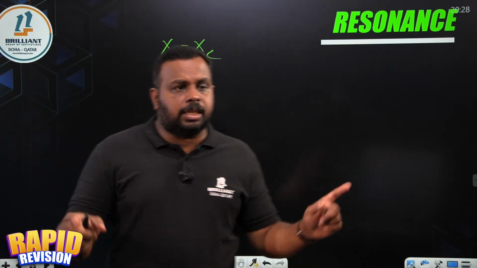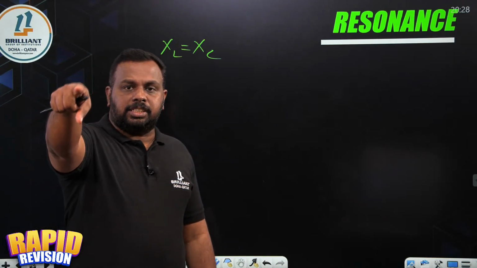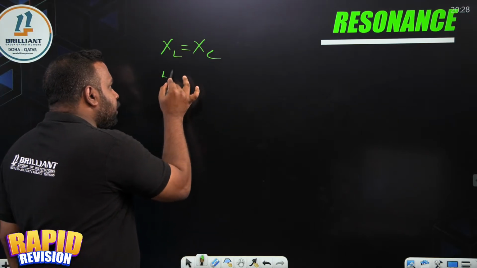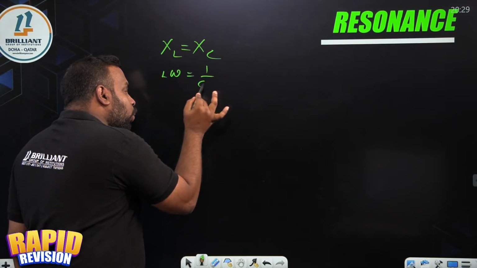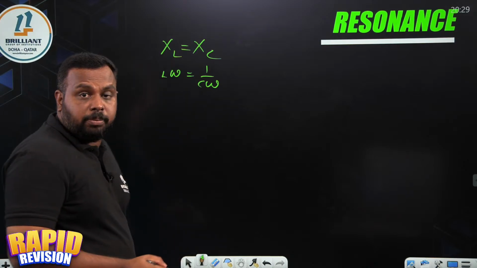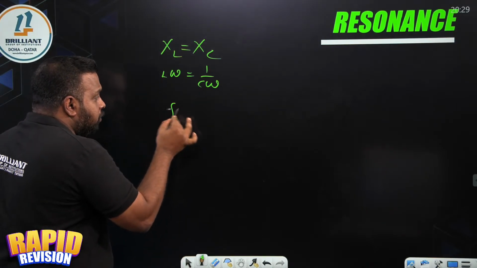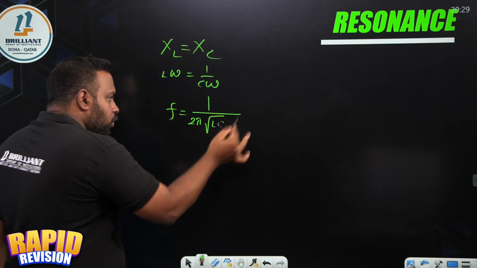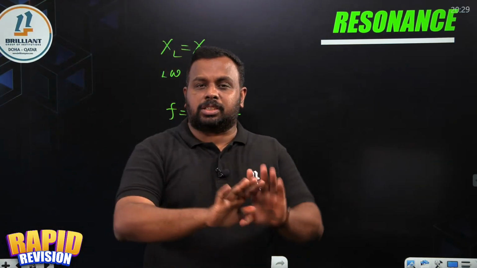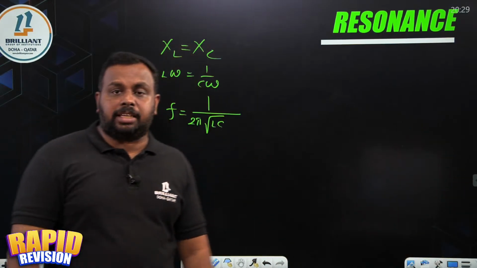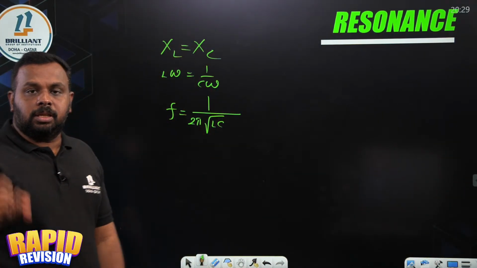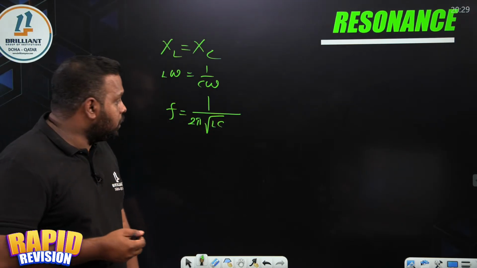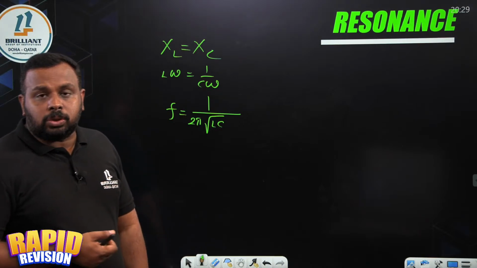What is the meaning of XL equal to XC? Inductive reactance is equal to capacitive reactance. That means L omega equal to 1 by C omega. By solving this, you get the frequency f is equal to 1 by 2 pi root LC. At this frequency, the resonance condition can be achieved, and because of that reason, this frequency is known as resonance frequency. Learn this formula by heart. Resonance frequency is equal to 1 by 2 pi root LC.